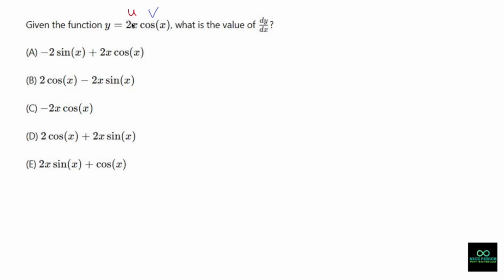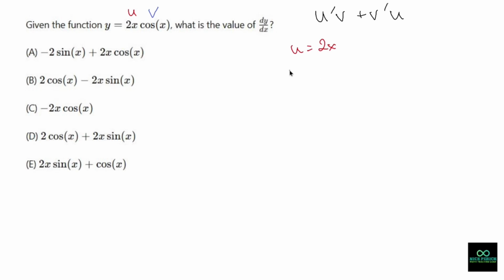Now, a lot of people might use f's and g's, but I like u's and v's because I enjoy the sun's harmful rays. Now, this is going to require what's called the product rule. If I label that u and v, the product rule is u prime v plus v prime u. So let's list out what u is.